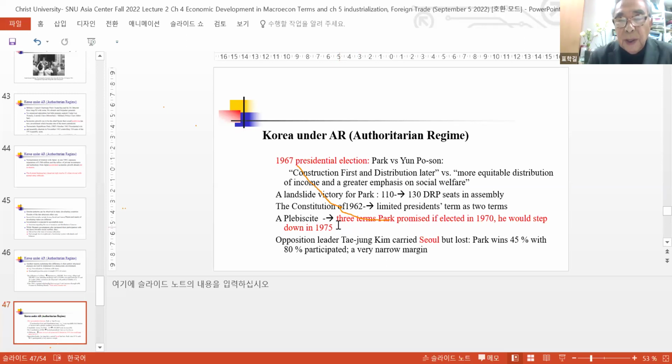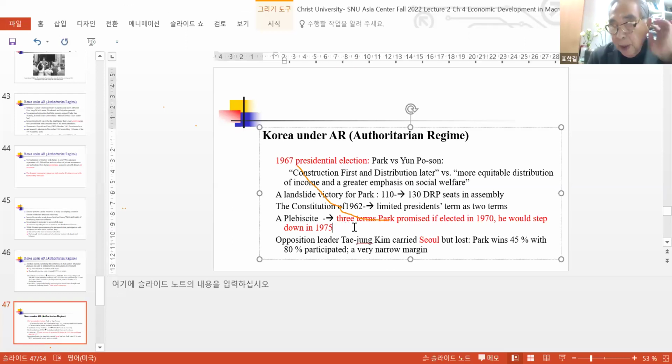And we call that a Meiji Restoration type of dictatorship under President Park. Opposition leader Kim Dae-jung carried Seoul in voting, but lost. Park won 45% with 80% participation, a very narrow margin, which is the signal of opposition strengthening after 1975.